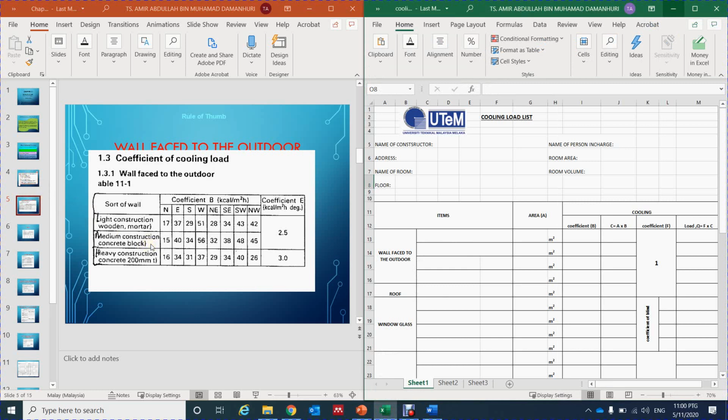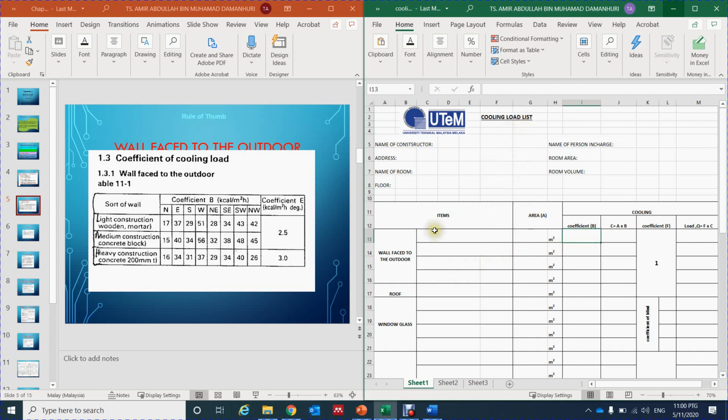Now we have the wall that faces the outdoor, and we have light construction, medium construction, and heavy construction. If you look at the coefficient B, we have north, east, south, west, northeast, southeast, southwest, and northwest. The value of coefficient B will then be transferred into your cooling load form here.